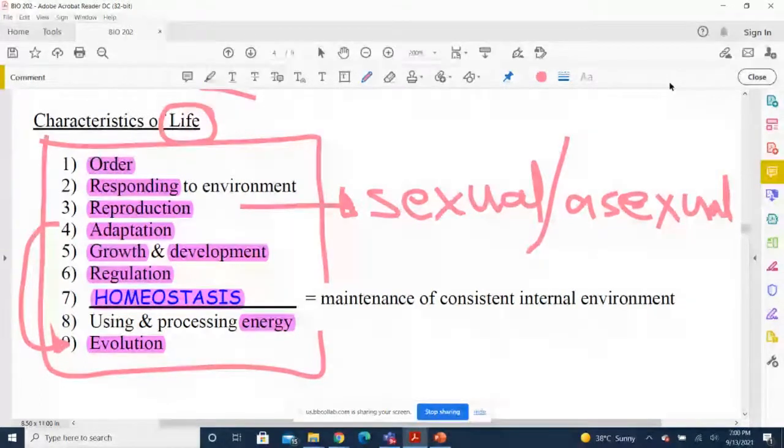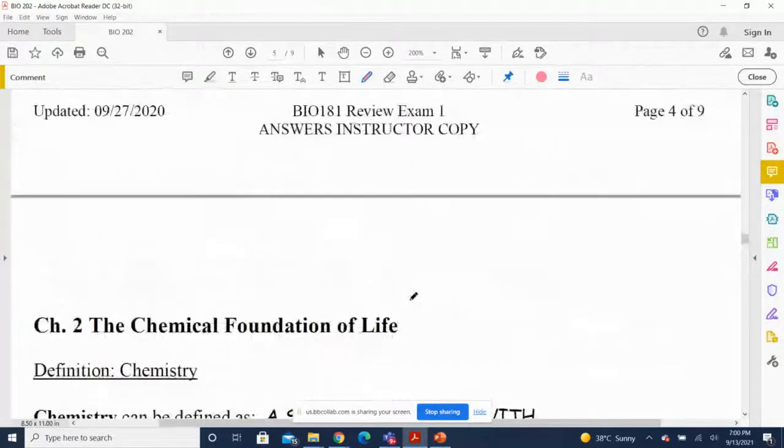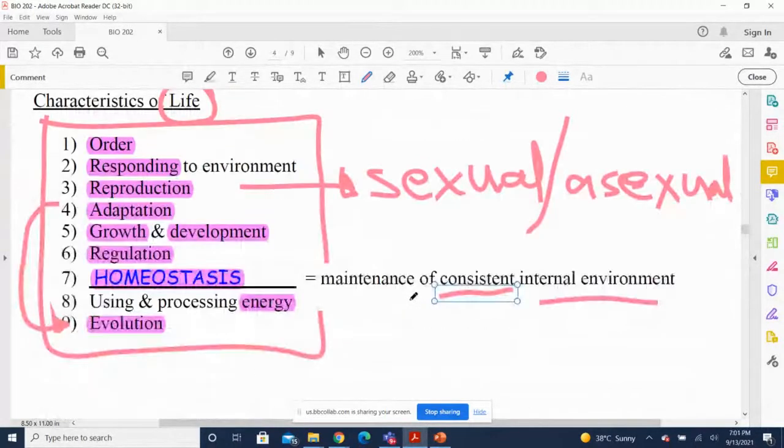So that's what I mean by homeostasis. And that really concludes everything that I had from the first chapter. Do you have any questions about anything that we have covered so far?